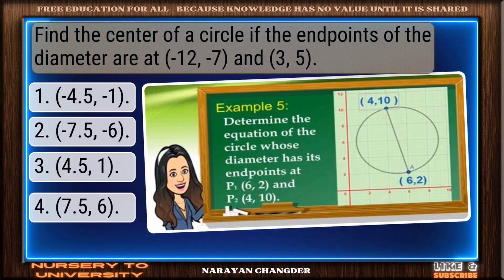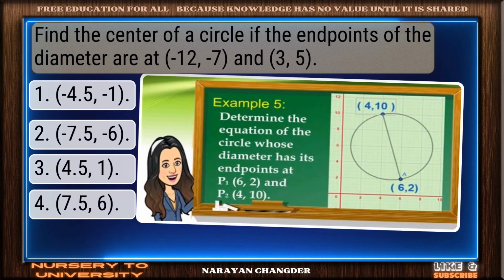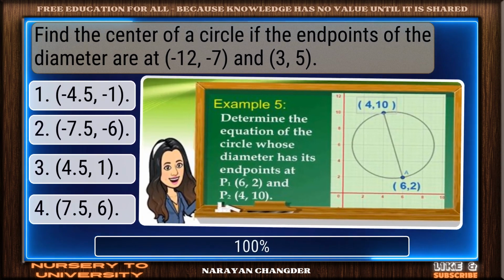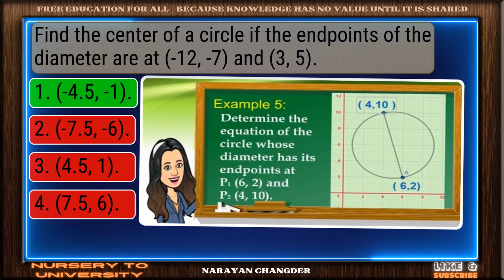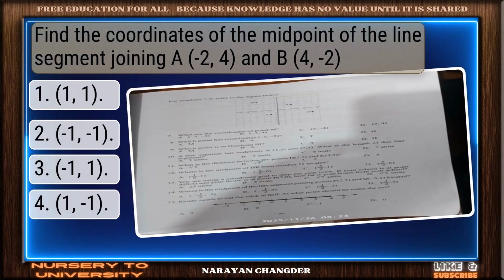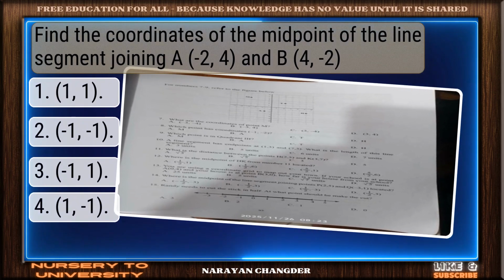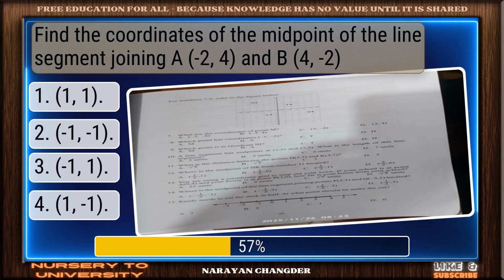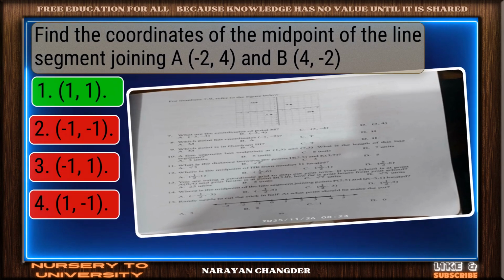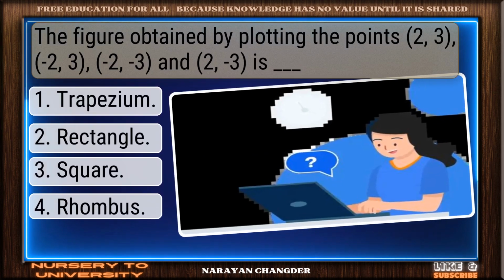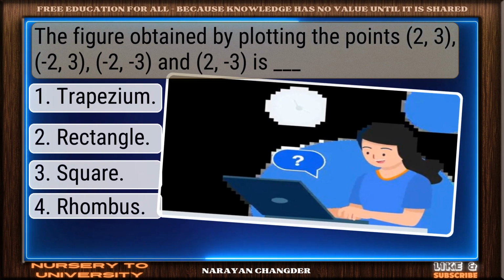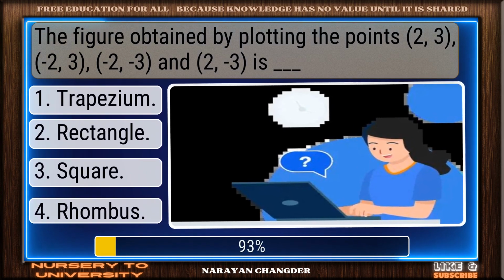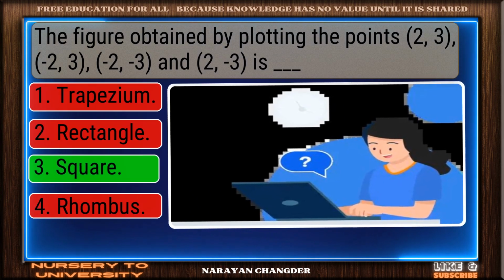Question number 55. Find the center of a circle if the endpoints of the diameter are at and. Exactly. Makes sense, and it is right choice. Question number 56. Find the coordinates of the midpoint of the line segment joining A and B. Excellent is a brilliant choice. Question number 57. The figure obtained by plotting the points and is dash. On track. Square is the correct answer.